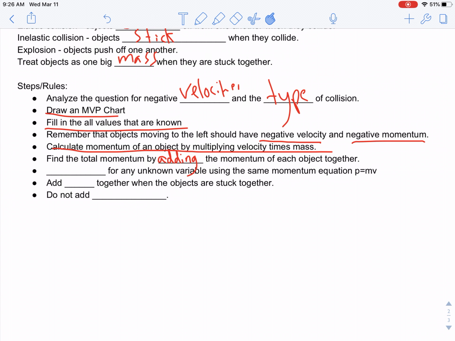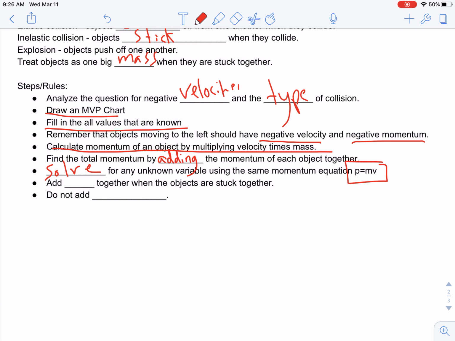And you want to solve for any unknown variable using the same momentum equation, P equals mv, by filling in whatever you don't know and just doing simple 5th grade algebra to figure out whatever your unknown variable is.